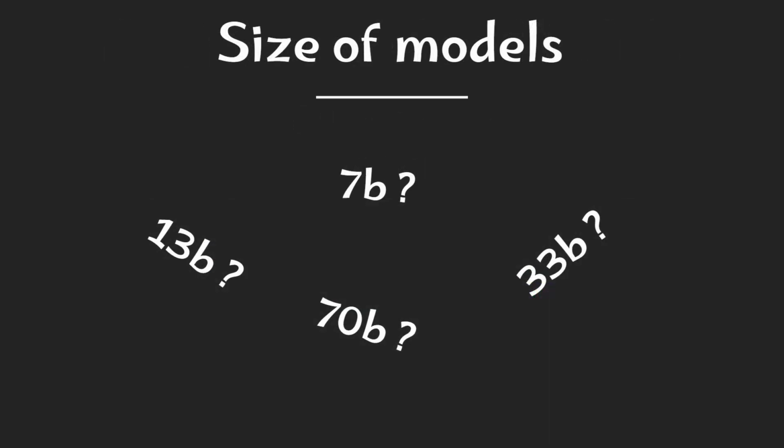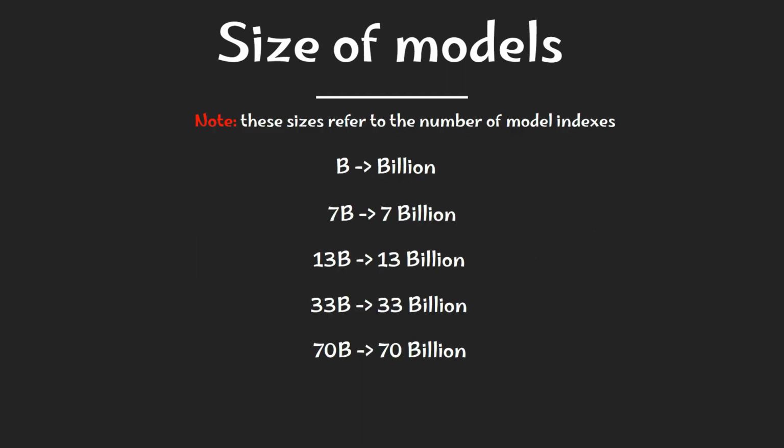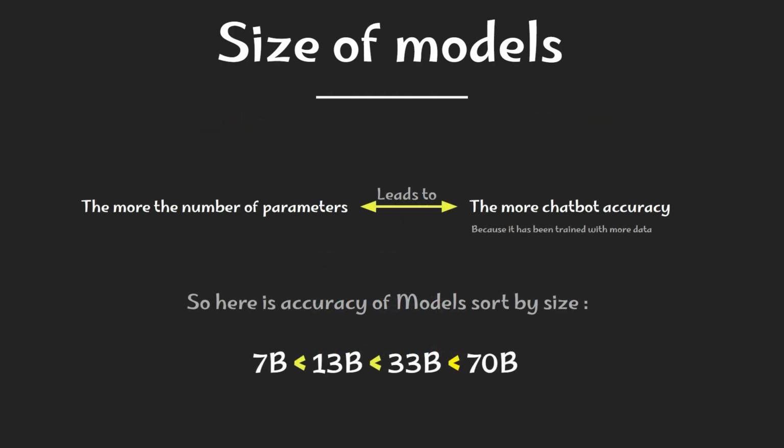Model sizes. In the field of artificial intelligence technology, model sizes are indicated by terms like 7B, 13B, and 70B, representing the number of trained parameters. Larger parameter counts generally result in higher chatbot accuracy due to more extensive training data. Models were classified based on their accuracy, with 70B having the highest and 7B the lowest. Some smaller models perform well due to high-quality training data.